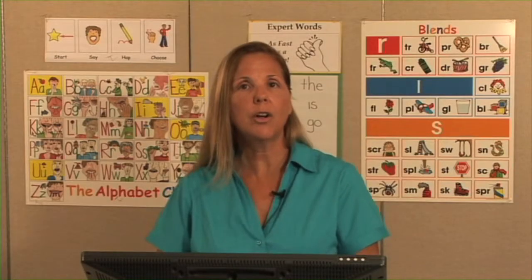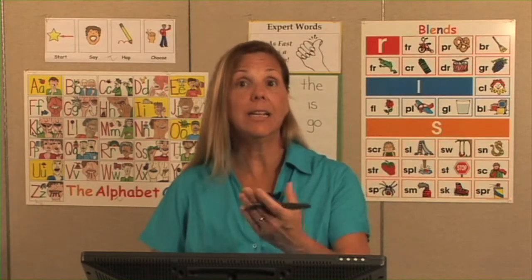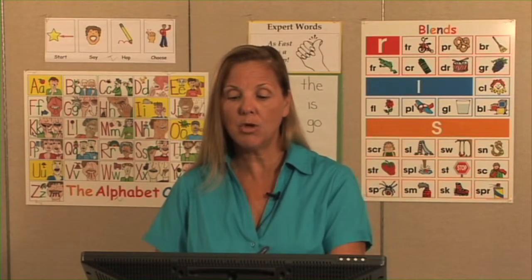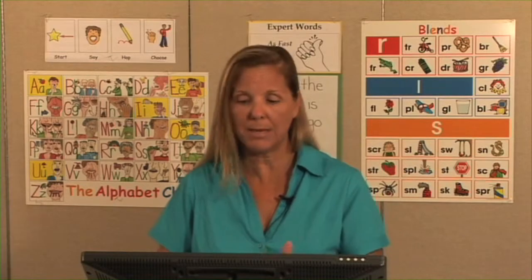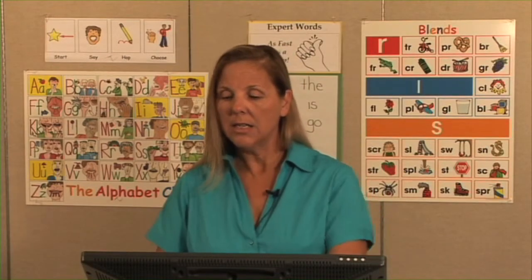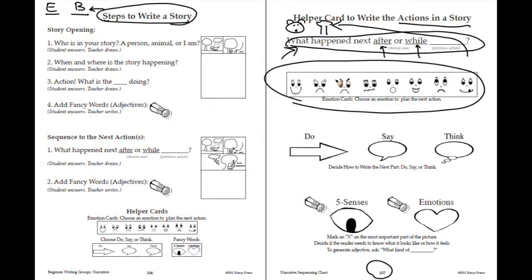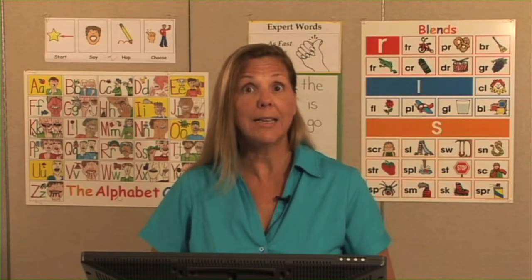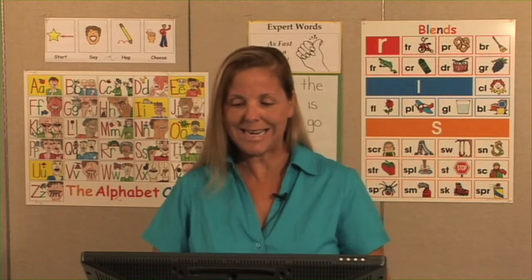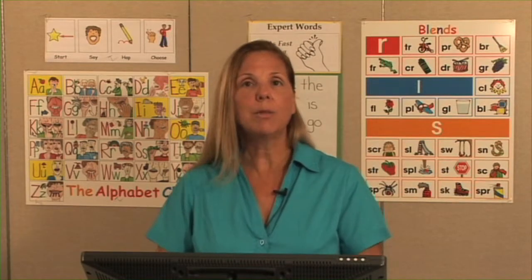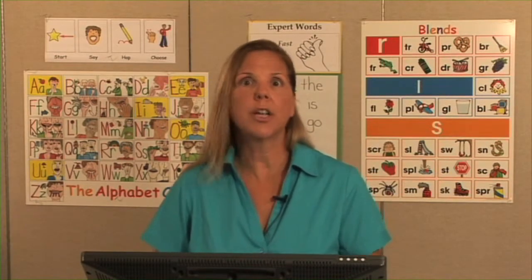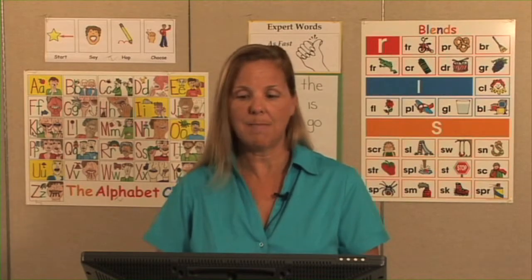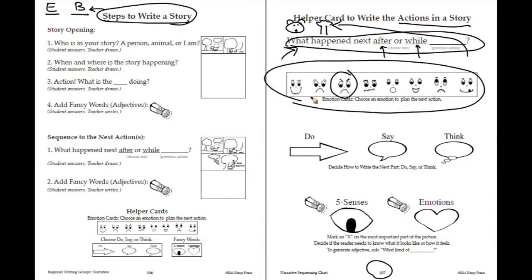The emotion card will give them an idea of what happened next, because an emotion is what you feel when something happens. So if he suddenly was mad, then something was up in that tree that made him mad. So now that'll help you come up with your idea. And once you come up with your idea, maybe there was a hornet's nest and a bee stung him.